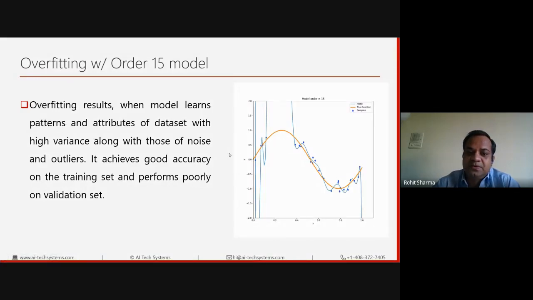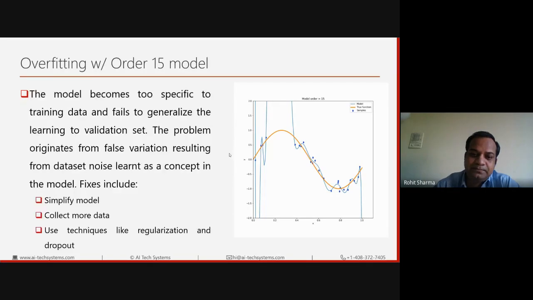So overfitting results when the model learns patterns and attributes of the data set with high variance along with those of noise and outliers. It achieves a good accuracy on the training set and performs poorly on the validation set. And again, there are ways to address this overfitting. You can simplify the model. In this case, I'm going to reduce the model order to 5 and see what happens. For example, if you have, let's say, 10,000 samples, then this would have done much better even with the model order 15 hypothesis.